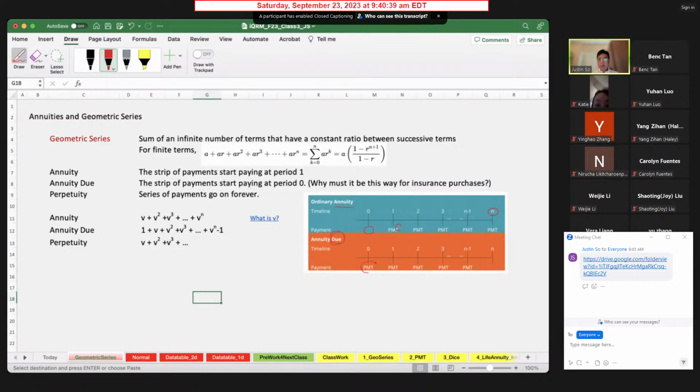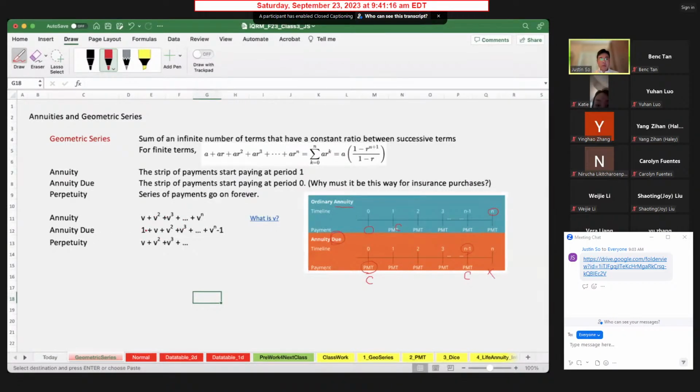Now annuity due: the first payment occurs at time 0. In order to compare this annuity due to the annuity with the same number of payments, we want to consider n payments. So it goes all the way to time n-1, and the last payment occurs here, not here. There's nothing here. If you put it here, the number of payments doesn't match, so we want to compare apples to apples.